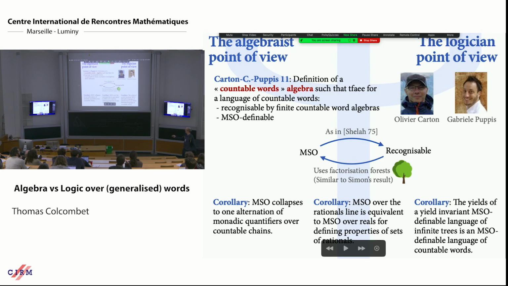And so this is the result, and it comes from the fact that you pick a monadic second order formula, you send it to the algebraic world, and then you use this factorization forest result to come back, and then you have one alternation of quantifier because you need to guess the tree decomposition of your input. That's one exist quantifier. And then you need to check that it is correct with respect to dense things and so on. And there you need to use a universal quantifier. And all the rest is first order.